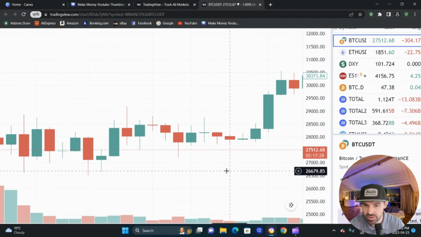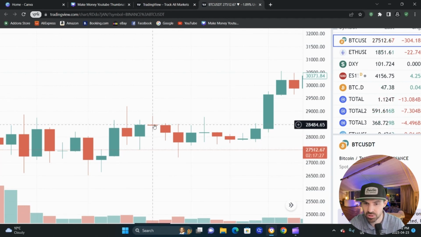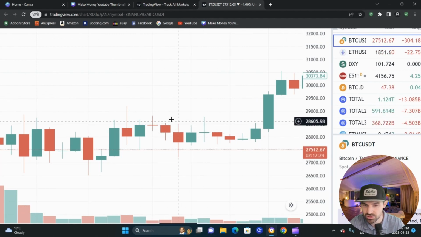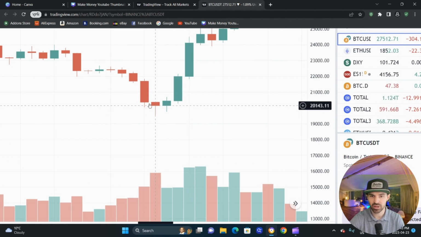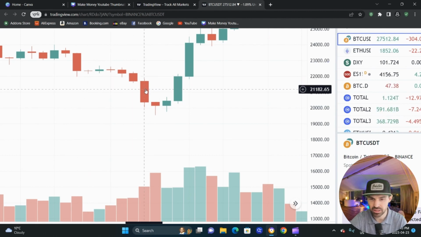So this is the Bitcoin daily chart. As you can see here, this is a perfect example of dojis, just indecision in the market. It's just continued to go sideways. Right here in the Bitcoin chart, each candle is on the daily time frame.